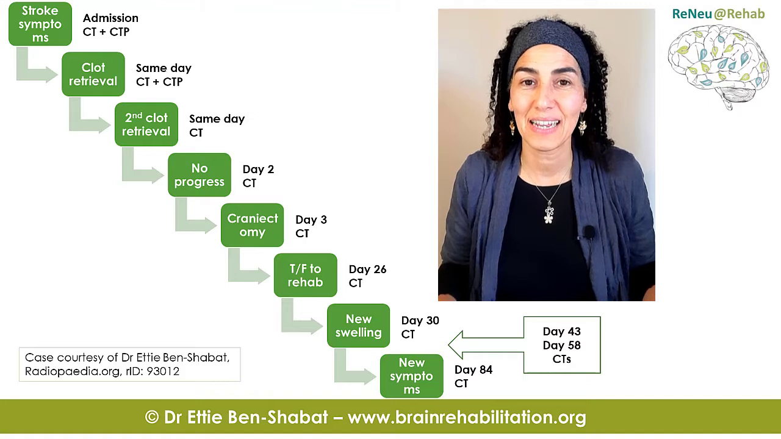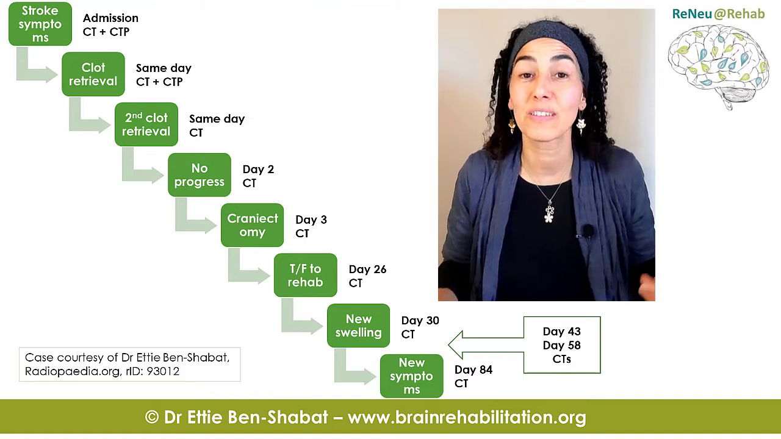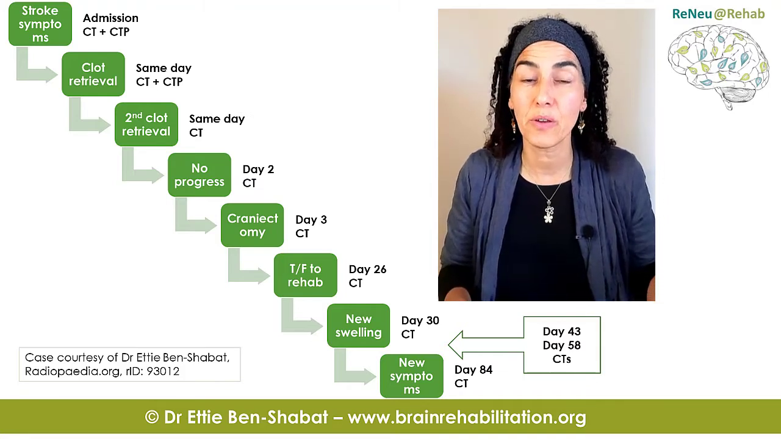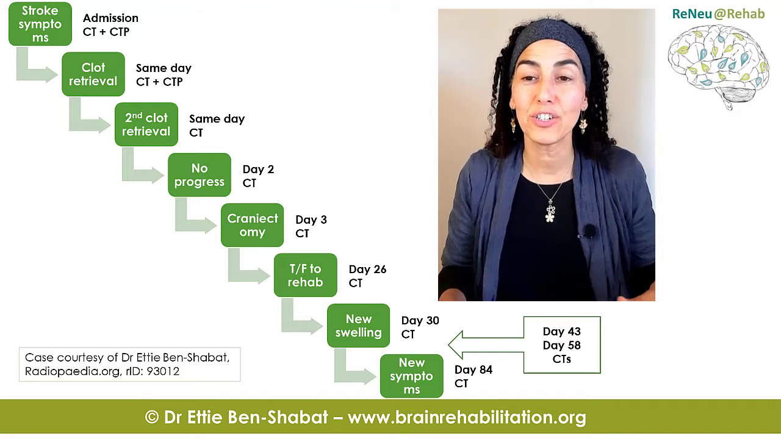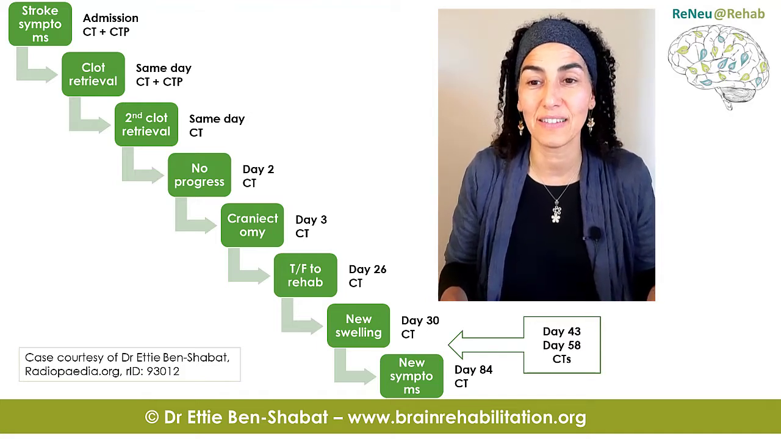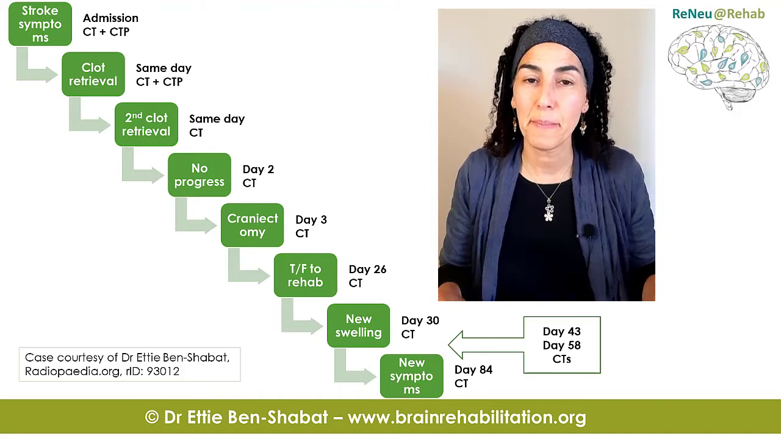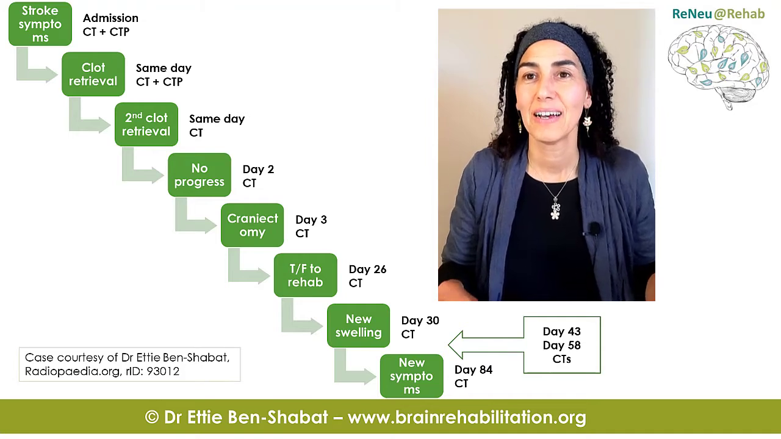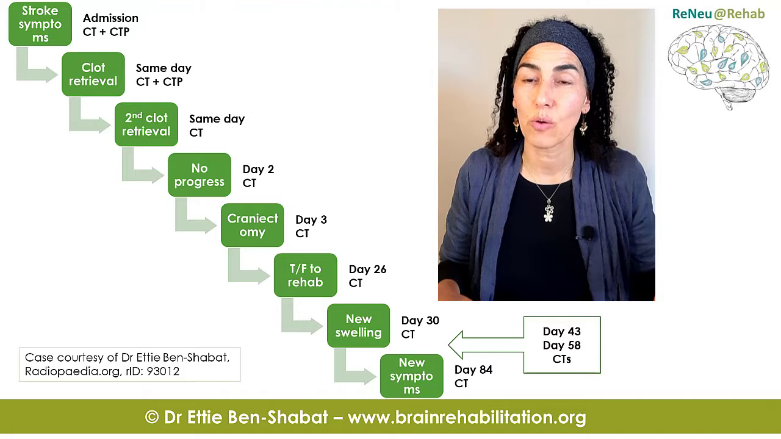This is a case study I gave a workshop on, and it's a case study that was actually uploaded onto Radiopedia. So in Radiopedia, you can find the actual images of this case. And to find it, you just take the reference of this case. So in this case, it's number 93012, and you type it in the search function of the Radiopedia website. So in this case, the person was admitted with stroke symptoms.